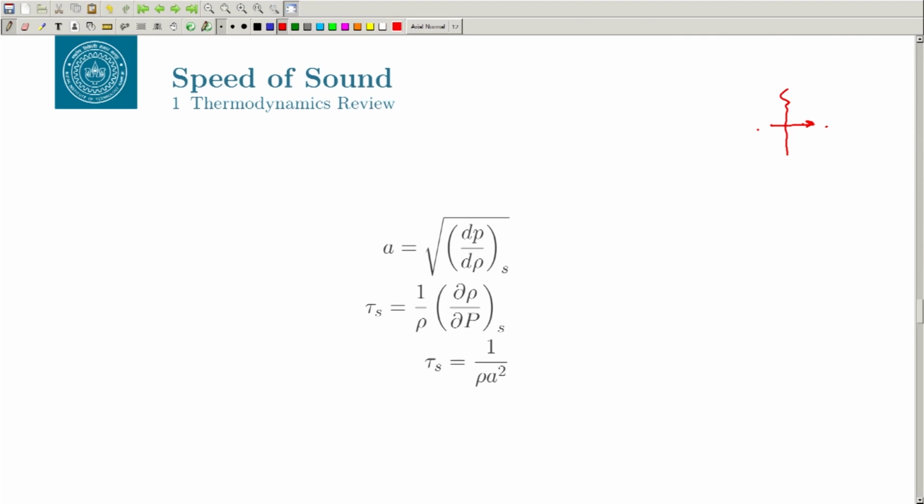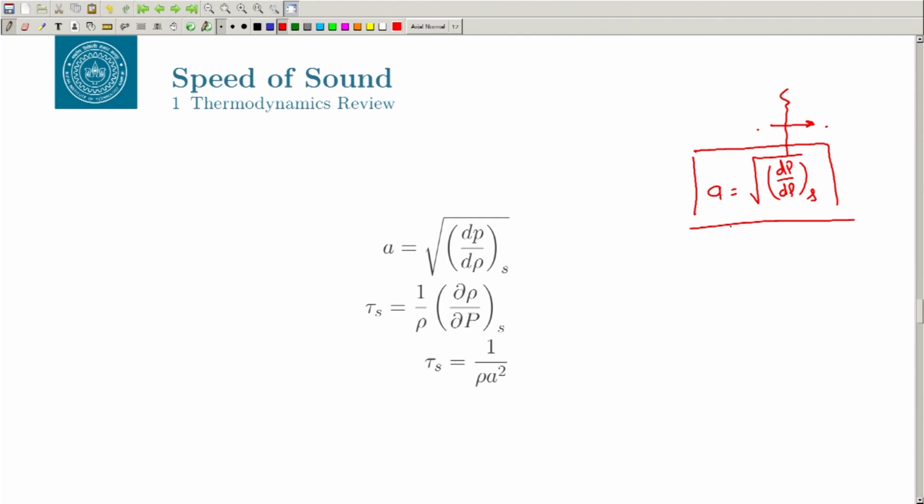In this case, it is the x momentum conservation, and you can come to this well known relation, which is the square root of dP by d rho at constant entropy. This is the relation that we will get. You consider the change in the density and the pressure due to the wave, use the mass conservation, and you will get this relation. This is also something that you have studied earlier. So, if the system is isentropic.